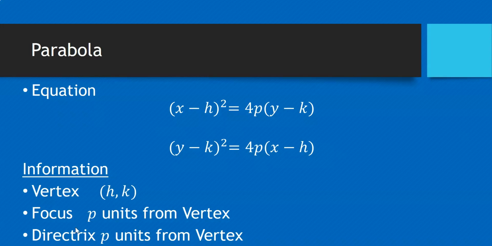Then we're going to have a focus. That's another point, which is p units from the vertex. And then we're going to have a directrix, which is also p units from the vertex. Now the focus is a point, the directrix is a line. It's going to be either horizontal or vertical, depending on what type of equation I have.